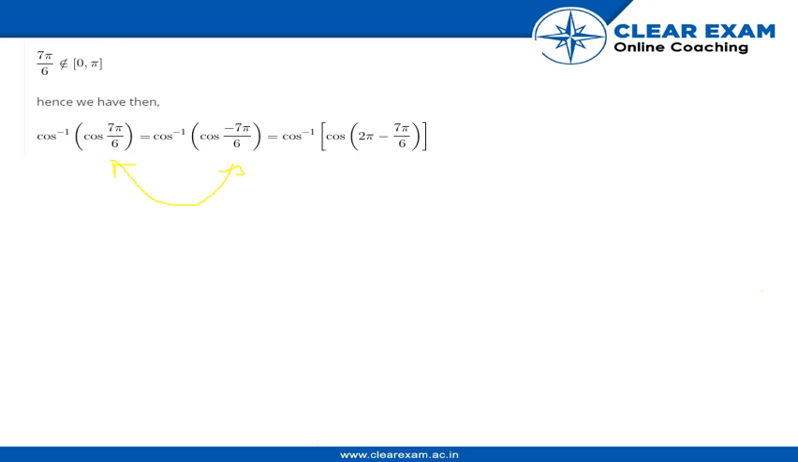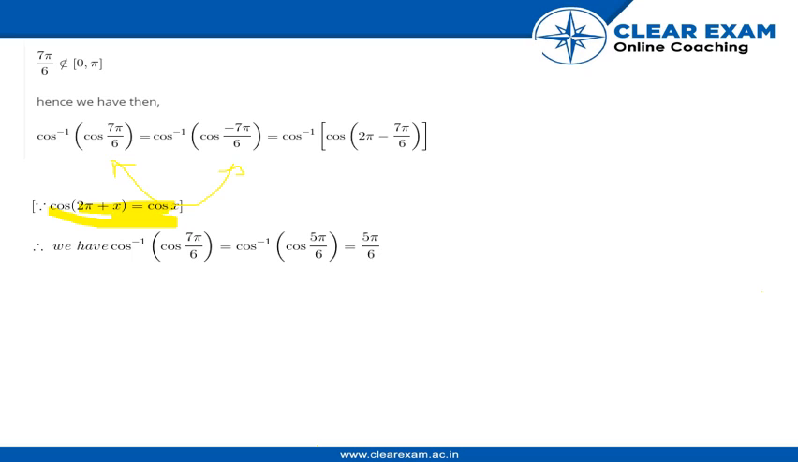Let's do that. We apply this identity, cos of 2 pi plus x is equal to cos of x. So for cos of 2 pi plus x, here x is equal to minus 7 pi upon 6. Again, these two things are exactly similar, no difference. Now when we simplify cos of 2 pi minus 7 pi by 6, we get cos of 5 pi by 6.